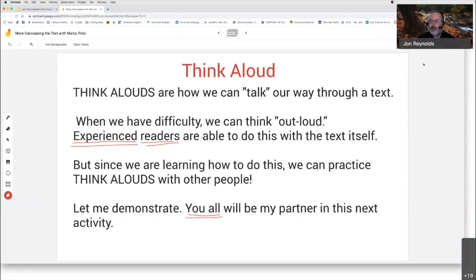So what I'm trying to show you is when we have difficulty, just like the couple, when they were building the desk, we can think out loud. We can think, we can use words to help us. We can talk out loud. So remember, experienced readers, they know how to do this. You know how to do this in your language. I'm trying to show you how it can help you in English. So now, we are not experienced in English.